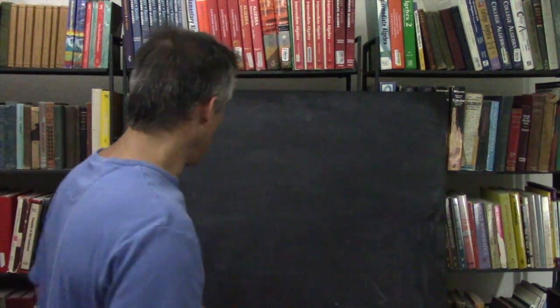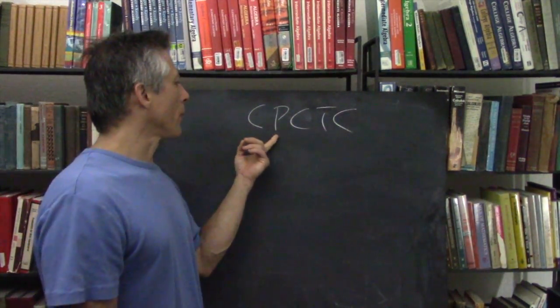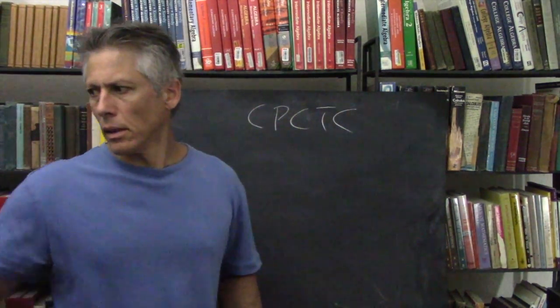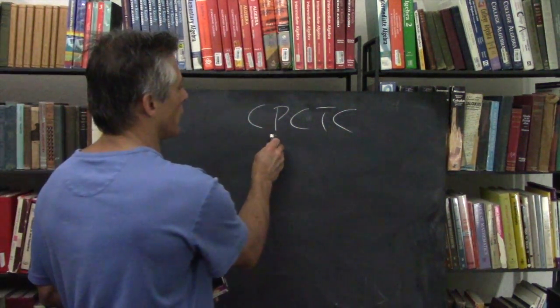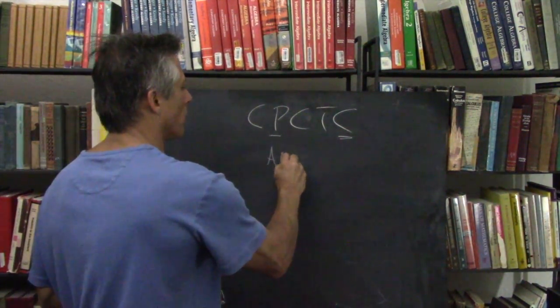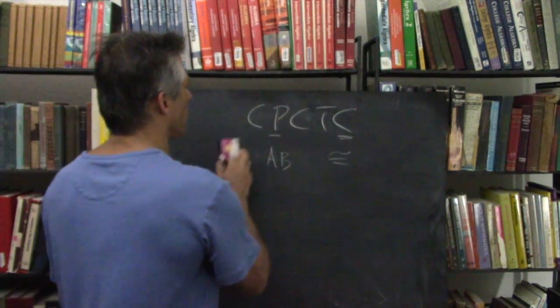Alright, and now we're going to do Chapter 4, Section 2. So remember, we've already looked at congruence, the definition of congruence, and then CPCTC. Remember, corresponding parts of congruent triangles are congruent. Okay? So it's the parts that are congruent, like a side is congruent to another side of a triangle. Okay?